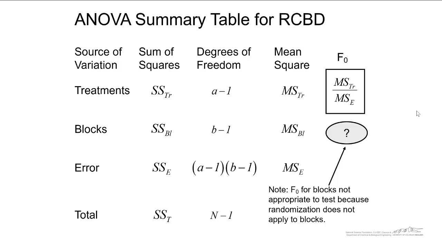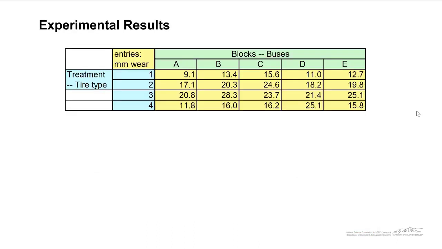We can compute the sum of squares, the degrees of freedom, the mean squares, and the F statistic. I mentioned this in the previous slide, but because we have placed the runs in the different blocks, it's not technically a completely randomized experiment, so it's not appropriate to perform an F test for the blocks here. So let's go ahead and analyze the data.